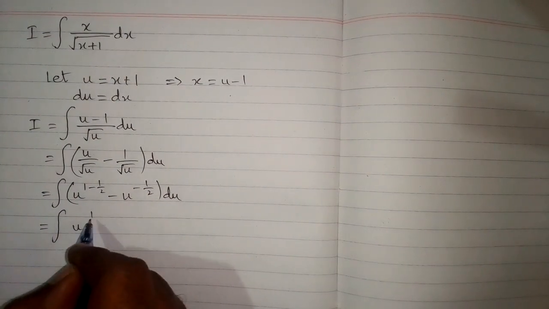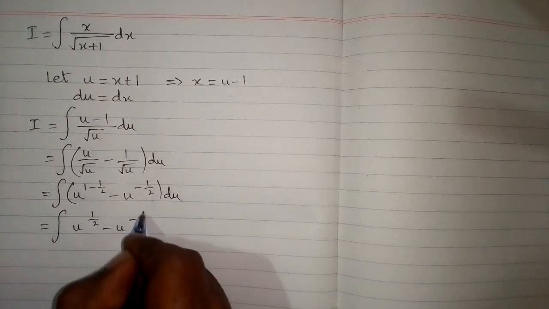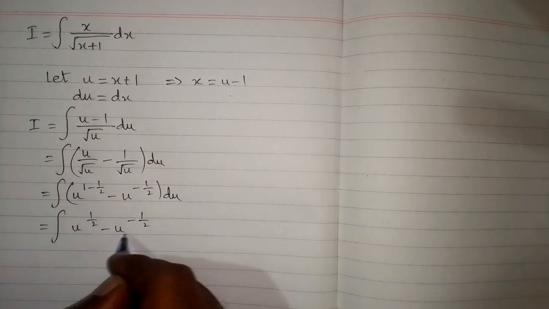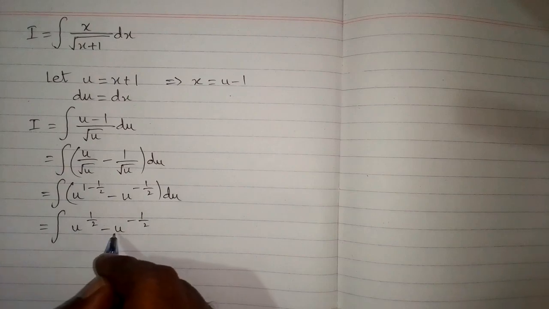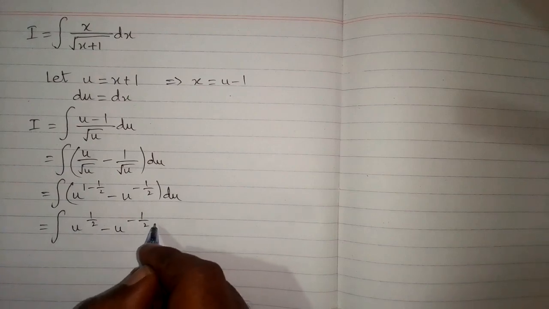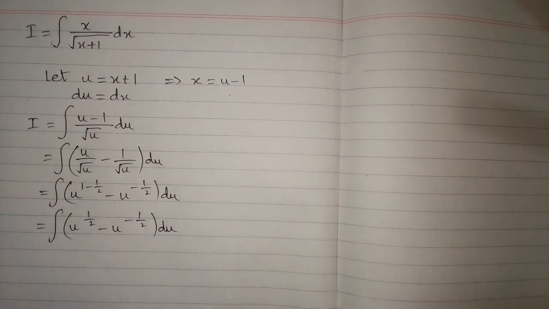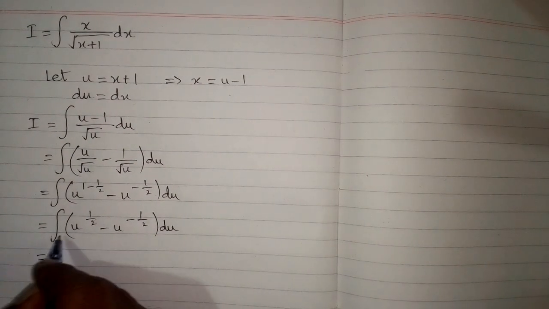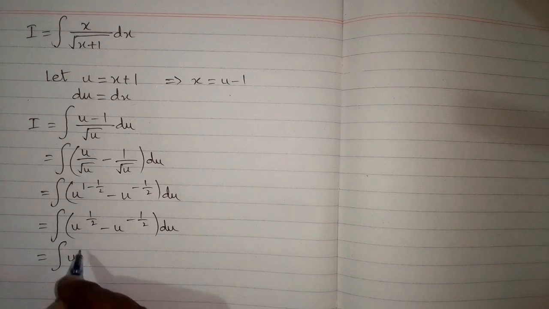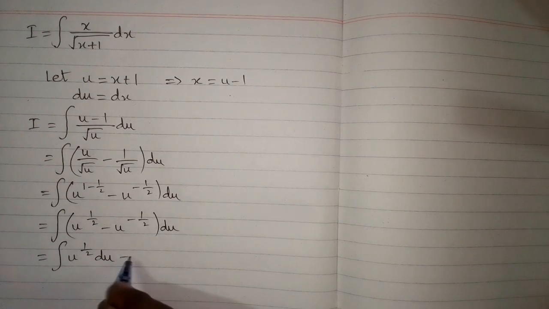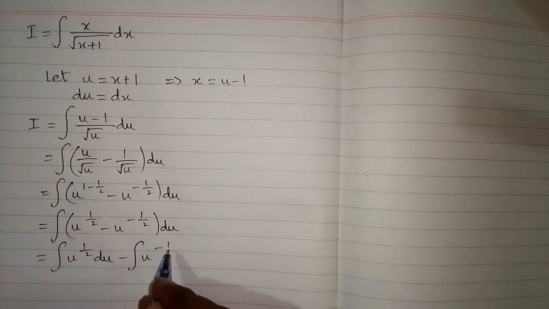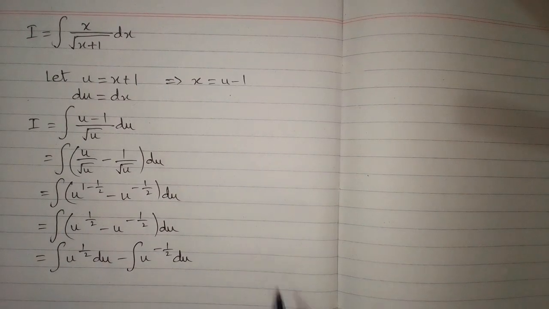Now we have integral of u raised to the power 1 upon 2 minus u raised to the power minus 1 upon 2 du. Now we apply integral on both the terms. So we have integral of u raised to the power 1 upon 2 du minus integral of u raised to the power minus 1 upon 2 du.